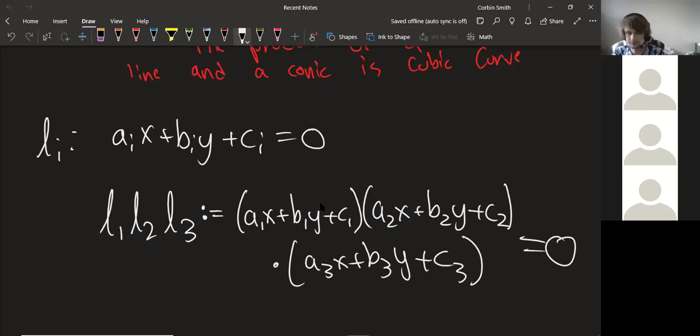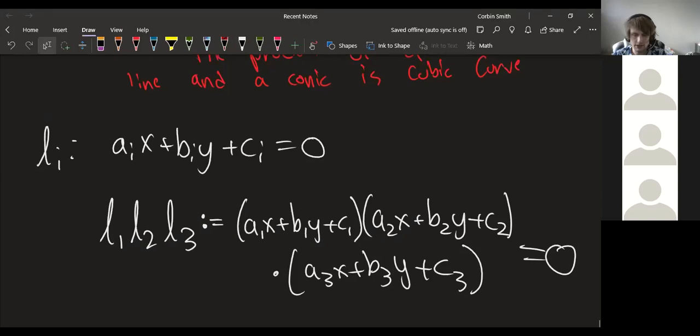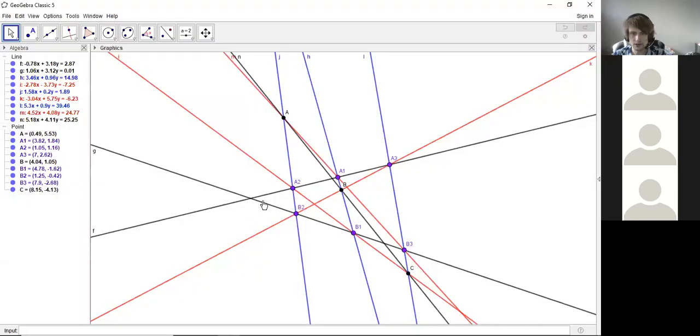But it's technically a cubic curve, right? So that's why I color coded these things in Pappus's theorem here. We start with 2 black lines and we pick 3 points on both of them. And then we did that alternating red-blue construction. And that gave us 3 more intersection points.